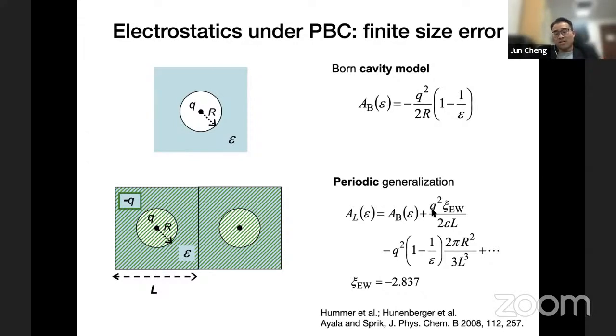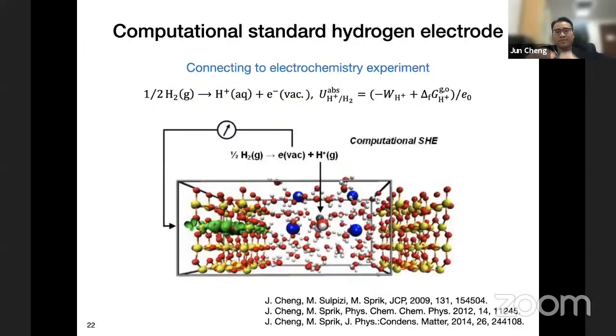So that also saves us a lot of problems. Okay, then the potential reference. I mentioned that under the periodic boundary condition, we couple with the standard hydrogen electrode by also calculating the solvation free energy of the proton in the bulk solution. At the same time, we're also inserting an electron. In this case, both terms have what I called the Hartree potential shift. But when we couple those two terms, this Hartree potential shift cancels out. Then we can calculate the electrode potential or the redox potential with respect to the standard hydrogen electrode.